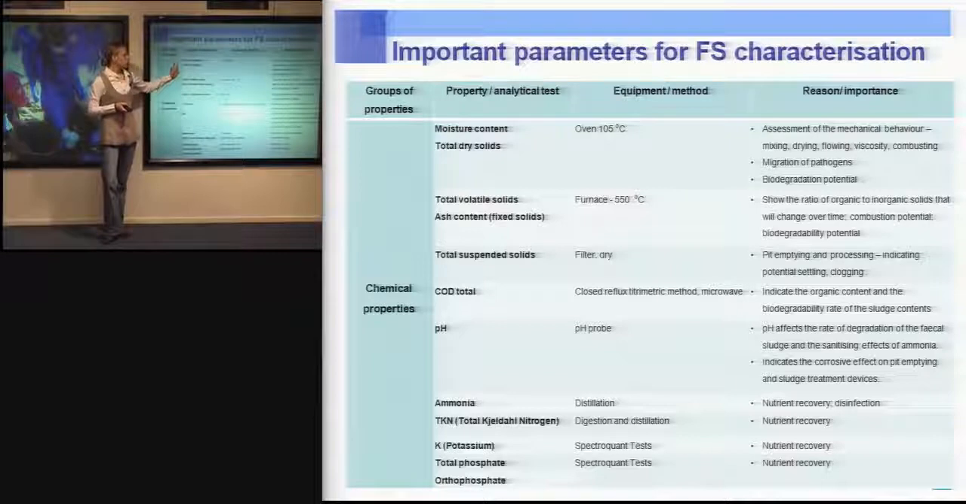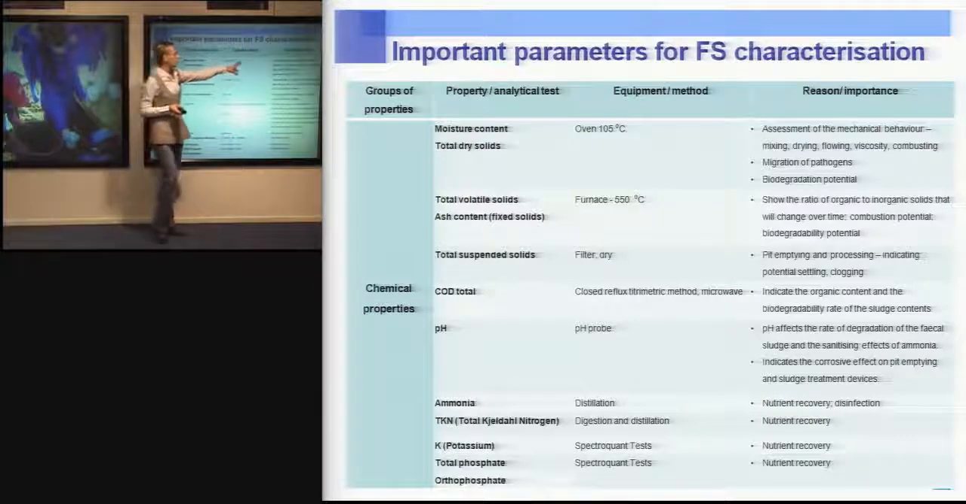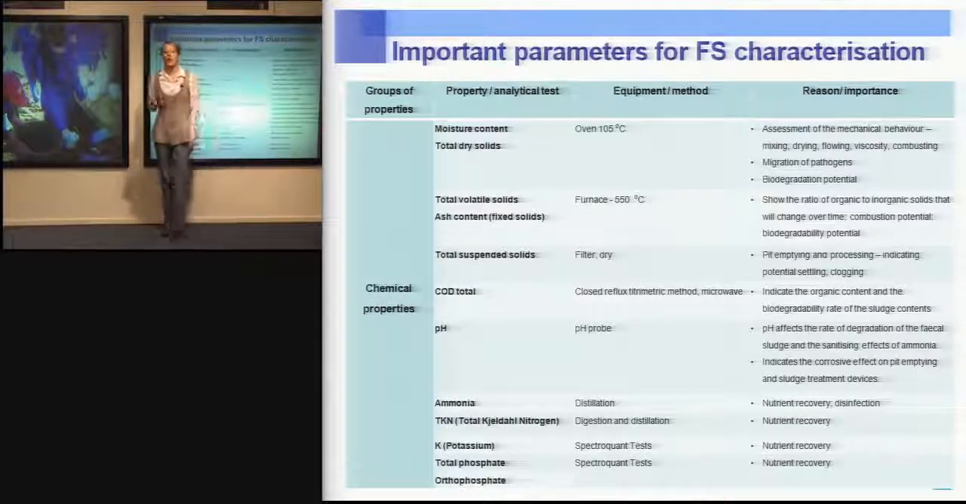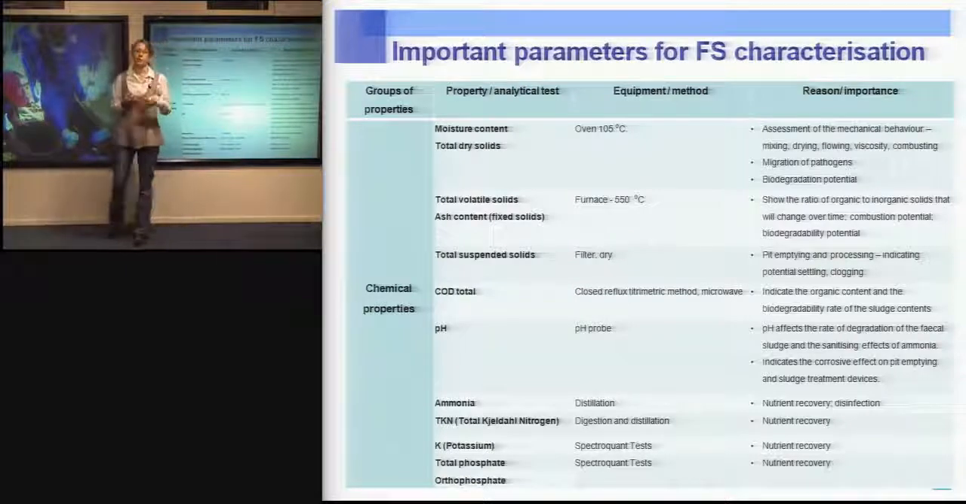These include moisture content, total solids, suspended solids, ash content, and volatile solids content. Also, COD could be total or fractionations of the COD, pH, also ammonium, TKN, phosphates, orthophosphates, potassium, etc. In the last column, I have included the reason and the importance of why we need to determine these kind of properties.